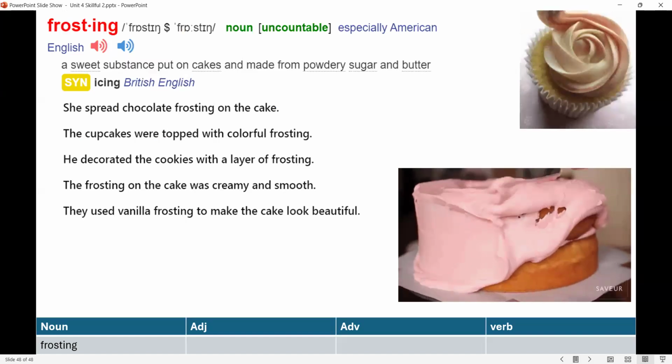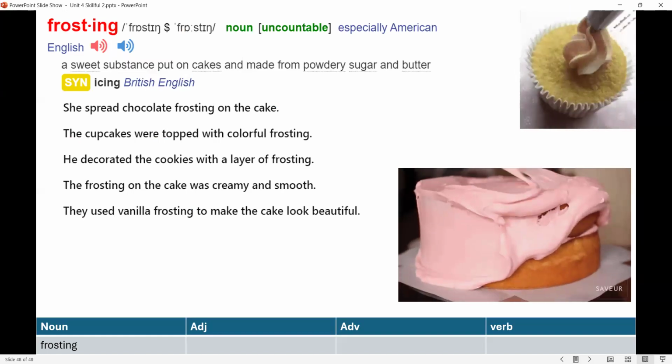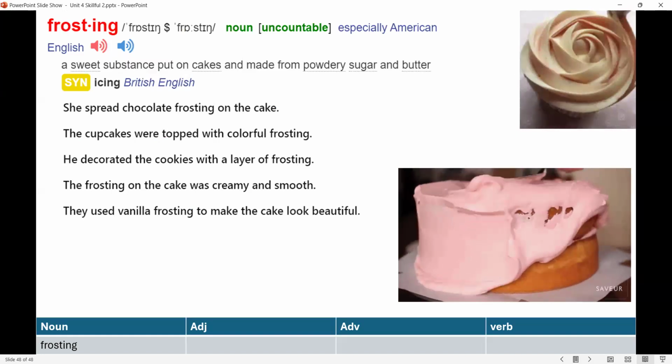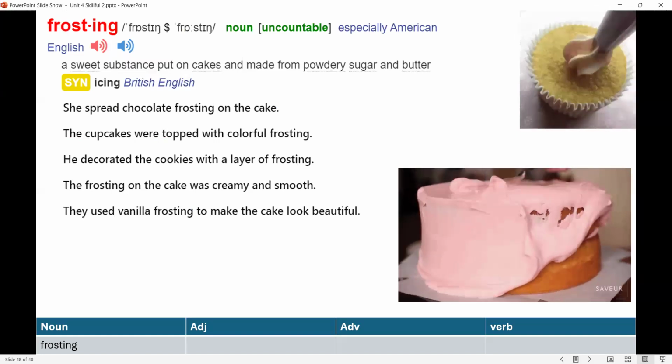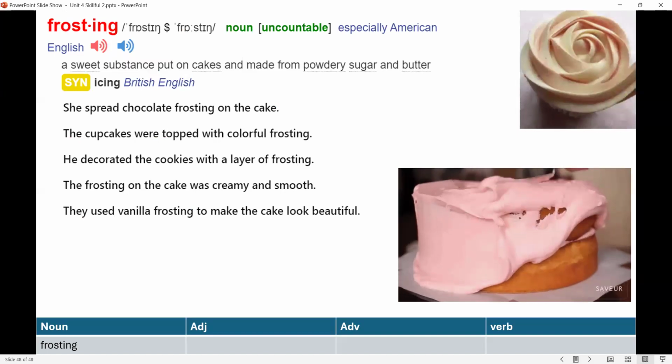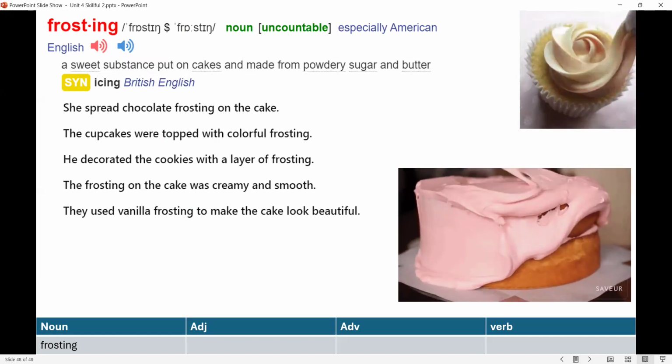Frosting. Frosting is a sweet substance put on cakes and made from powdery sugar and butter, synonym of icing. She spread chocolate frosting on the cake. The cupcakes were topped with colorful frosting. He decorated the cookies with a layer of frosting.